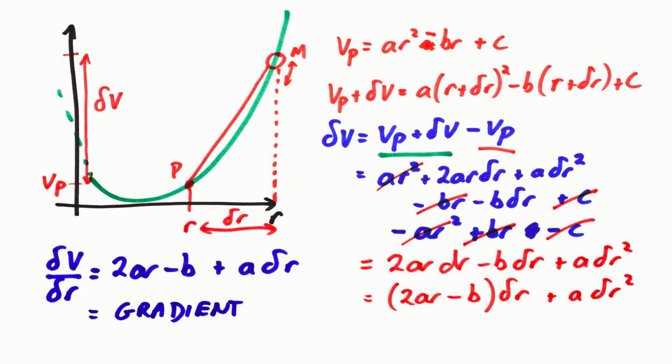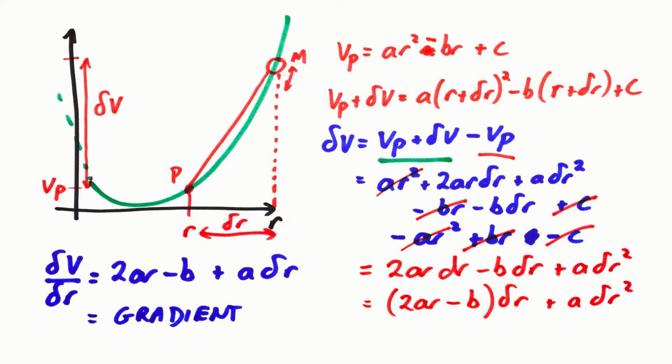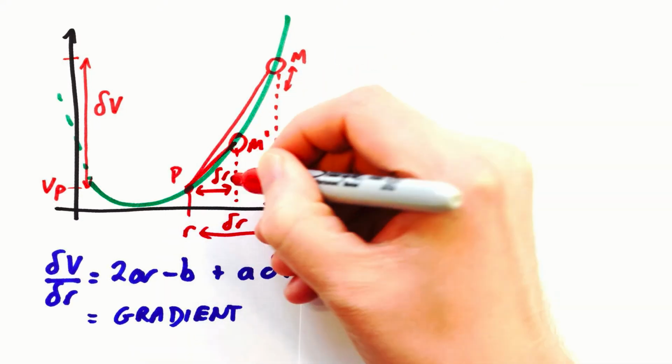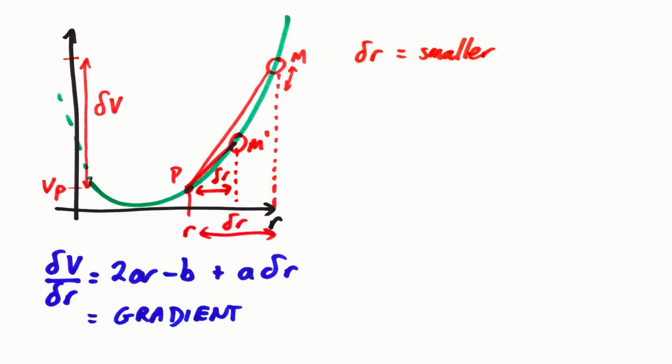What this has given us is an expression allowing us to calculate an approximation of the gradient at any point r along the curve for a given separation between the 2 points. Let's look at this problem again though. Surely we can get a better approximation for the gradient between the 2 points if we slide the movable point closer to our point of interest. This reduces delta r, but of course we can see the gradient is getting closer to the true value.